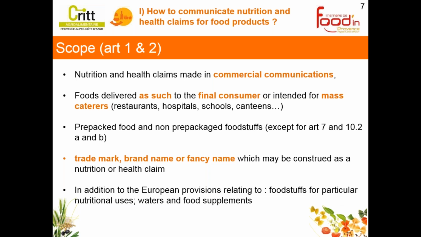The regulation applies to trademark, brand name, or fancy name, which may be construed as a nutrition or health claim. They may be used without undergoing the authorization procedure, provided that they are accompanied by a related nutrition or health claim authorized. The regulation applies without prejudice, which means in addition to the other European provisions relating to foodstuff for particular nutritional uses, waters, and food supplements.